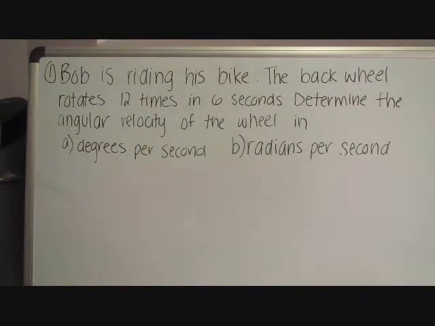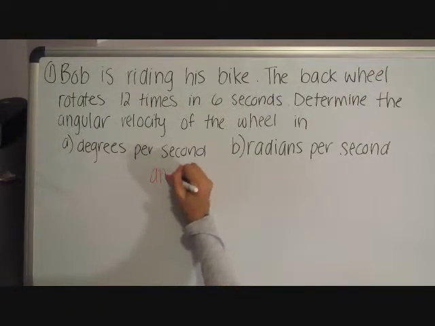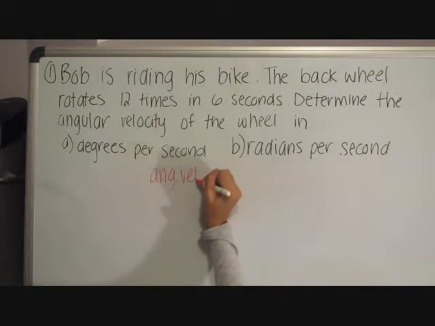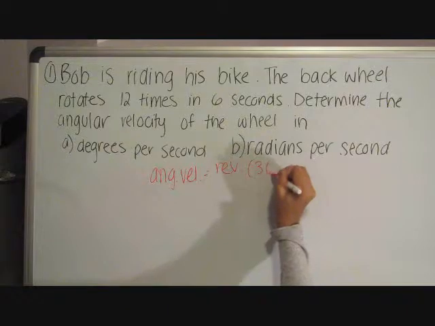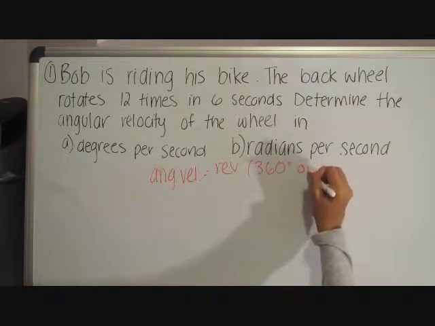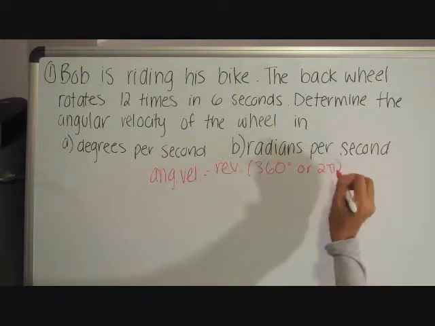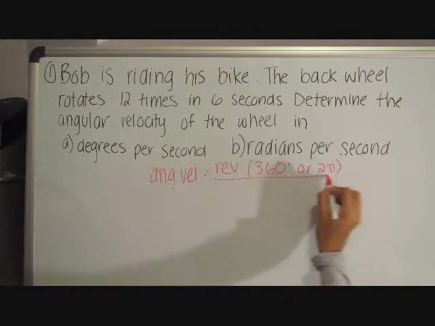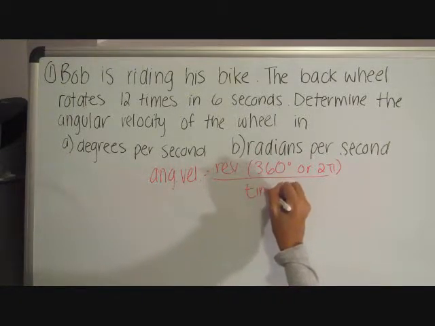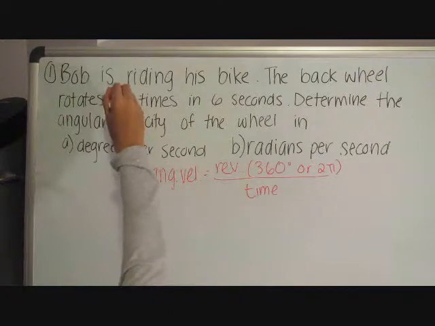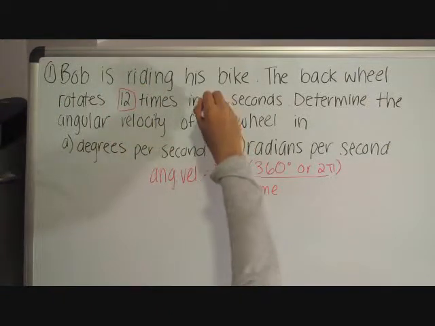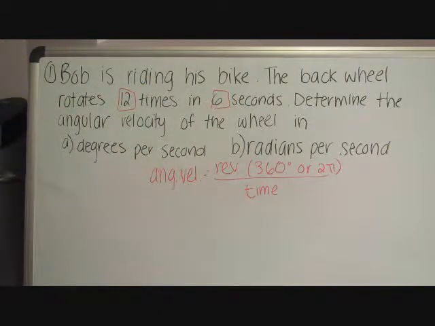So the first thing that you need to do is write down the angular velocity formula. The formula is angular velocity equals the revolutions times either 360 degrees or 2 pi, depending on whether you're finding it in radians or degrees, and this is all over the time. To figure it out, you would sub in your values. So the revolutions is 12 and the time is 6 seconds. So you put that into the formula.